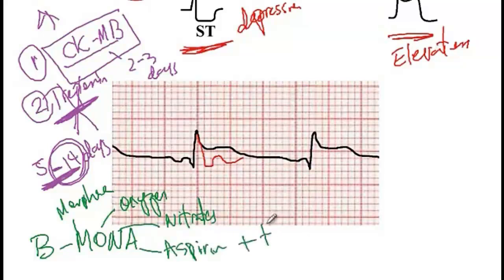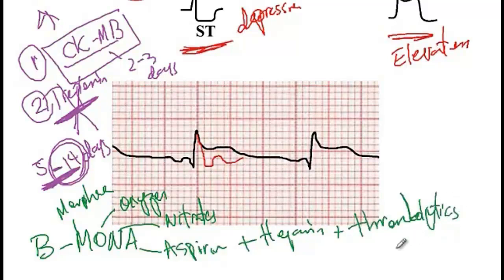And then you can also give heparin. And then if the onset of the symptoms is within 12 hours, you can give thrombolytics to help break down the blood clot. And then you can also give these patients statins and ACE inhibitors to reduce the mortality.